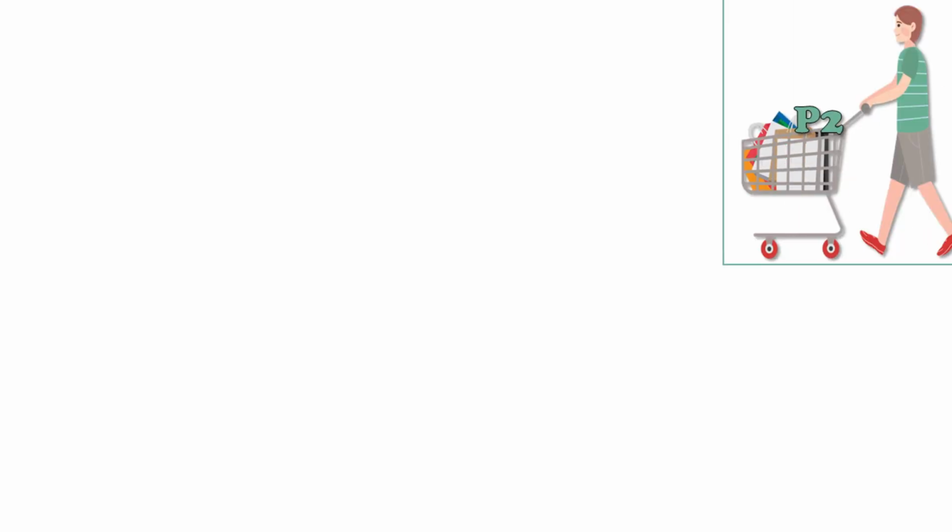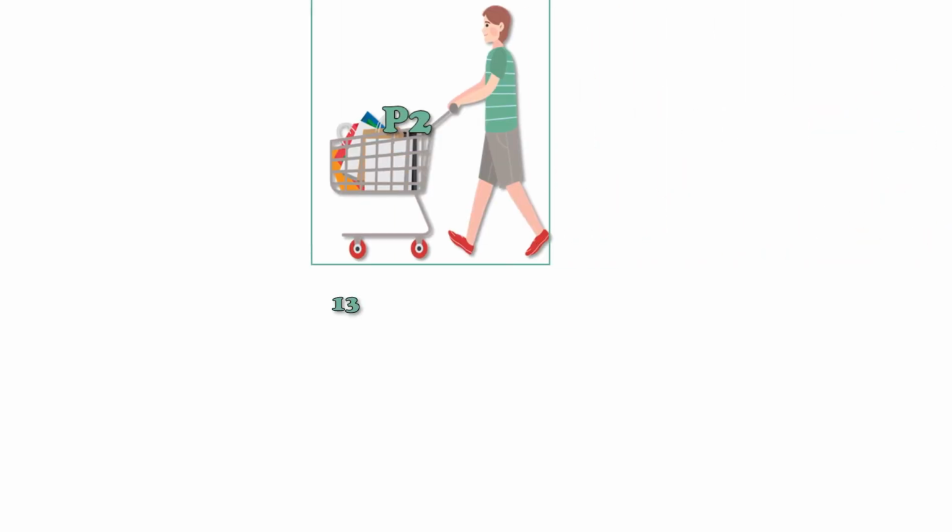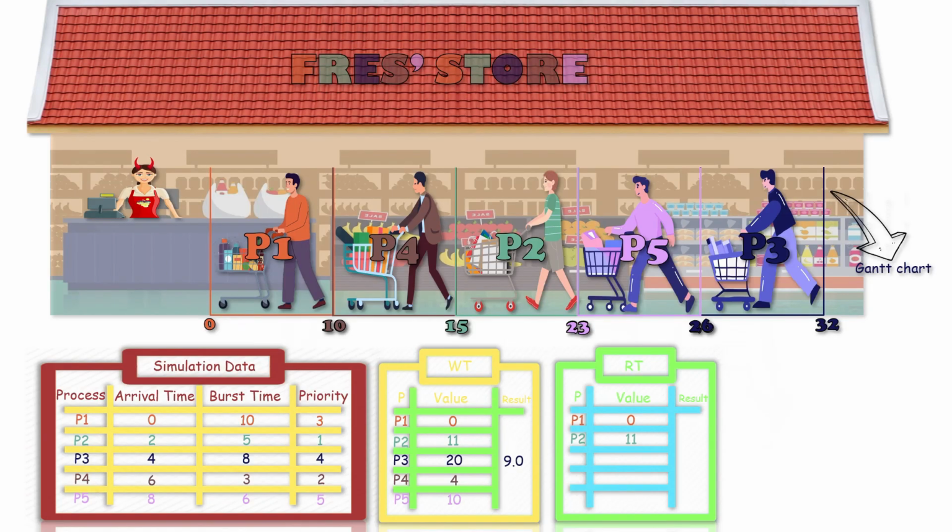In process 2, we start with 13, and the response time is calculated by start time, which is 13, minus arrival time, which is 2, and we get the result 11. Put the result in the data, and let's find process 3 value.